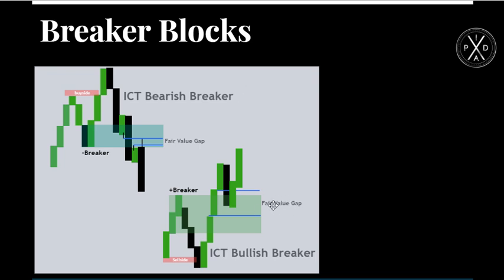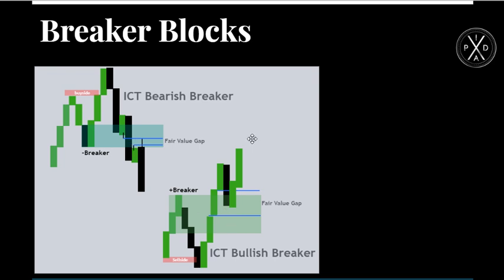So in this example, we see that this breaker has a fair value gap as well, and we'll take a look at fair value gaps later, but just to explain why it's there, just know that when we see a fair value gap in front of a breaker, that heightens the probability of that breaker working. So if we were trying to sell and we see a breaker with a fair value gap, that would be a high probability breaker to go short from.